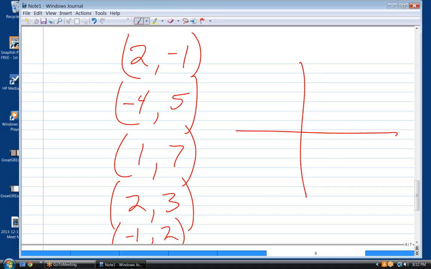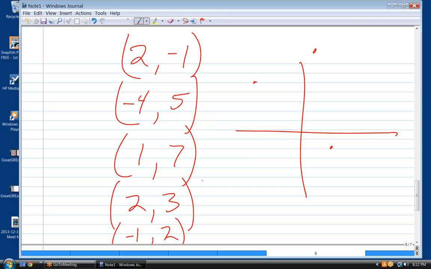Let's plot these. Just for the first one. Second one is -4, 5. Third one is 1, 7. So far it's a function, right? In other words, if I can connect all the dots and it passes the vertical line test, it's a function. If it doesn't pass the vertical line test, it's a relation.